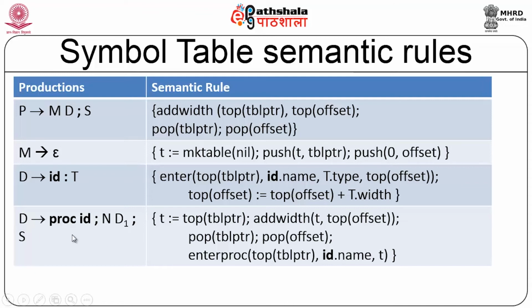Okay. The next production is procedure ID N D1 semicolon S. So, what happens is once procedure ID is encountered, when ID is encountered, what should I do? I have to add this to my current symbol table. And then when N is encountered, I have to create a new symbol table to store the information corresponding to D1 and S. Again, N is a dummy variable.